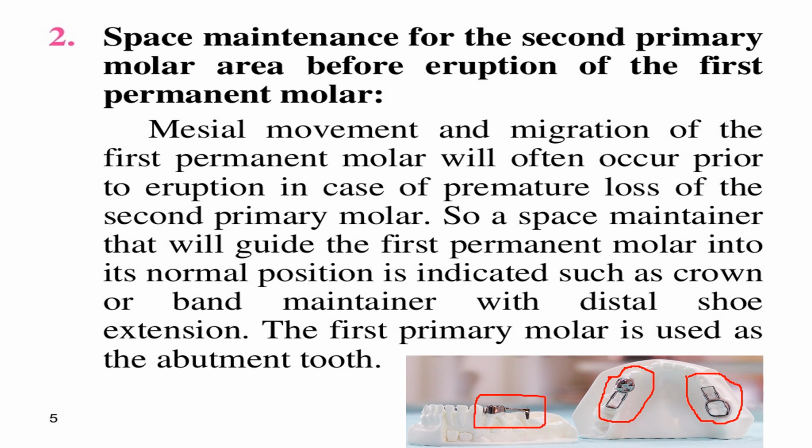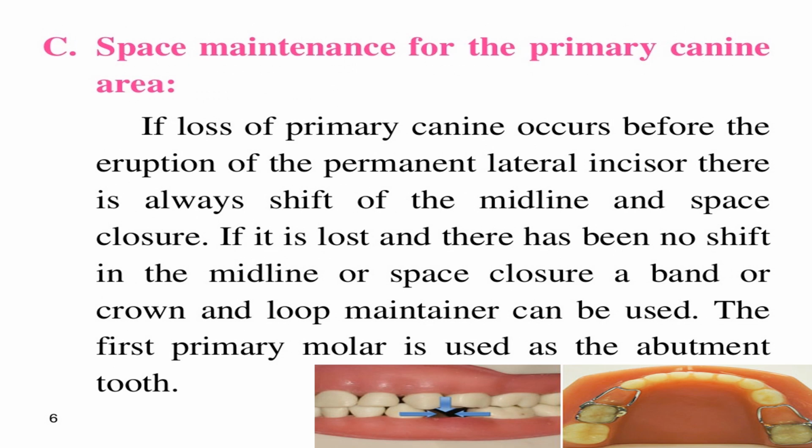C. Space maintenance for the primary canine area. If loss of primary canine occurs before the eruption of the permanent lateral incisor, there is always shift of the midline and space closure. If it is lost and there has been no shift in the midline or space closure, a band or crown and loop maintainer can be used. The first primary molar is used as the abutment tooth.